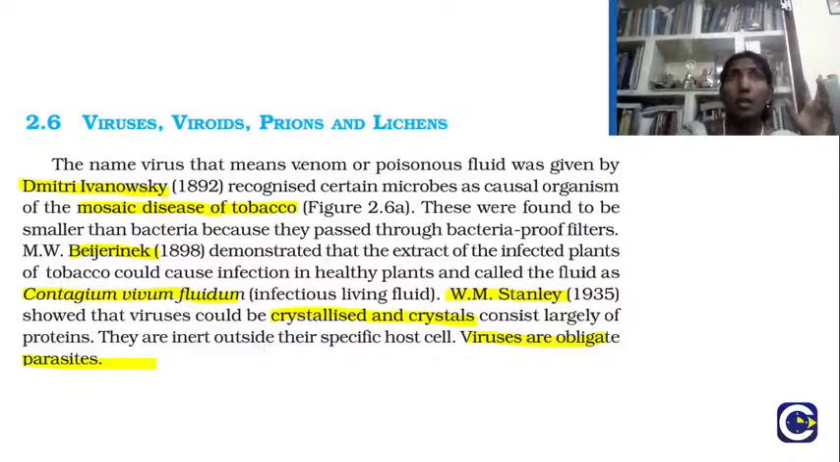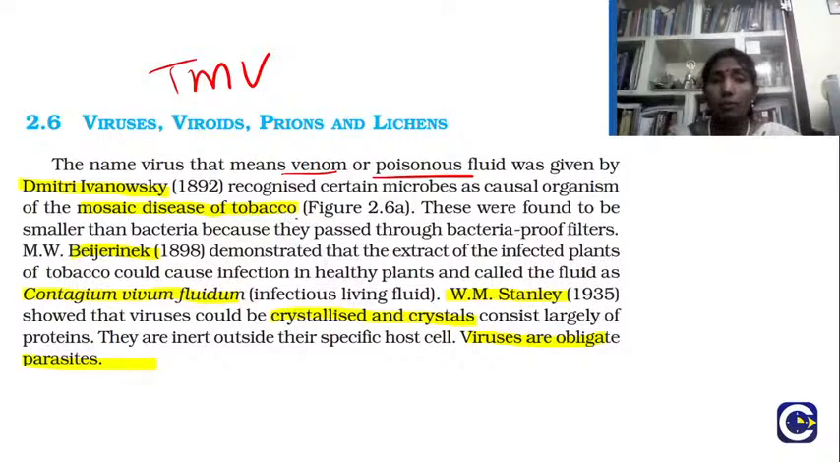The name virus came from the word for venom or poisonous fluid, first given by Dmitri Ivanovsky. He first identified it in tobacco mosaic virus, saying there are microbes, a virus, present. Then they were found to be smaller than bacteria, and they passed through bacteria-proof filters also. Beijerinck extracted the infected tobacco plant sap and caused infection in healthy plants, and called the fluid contagium vivum fluidum, infectious living fluid. He proved it by injecting it into healthy plants and causing infection.